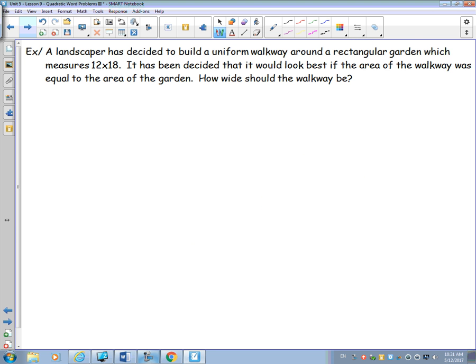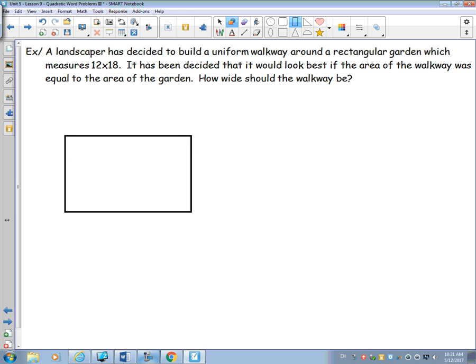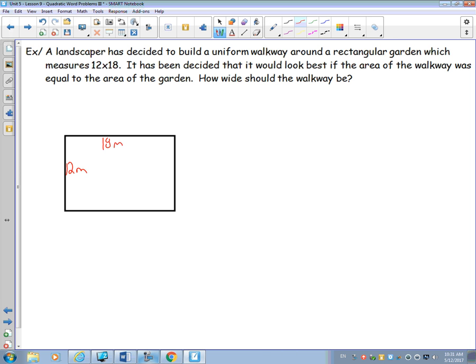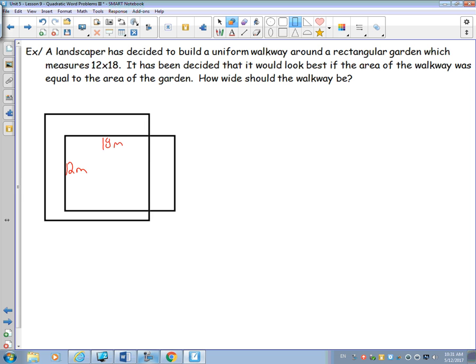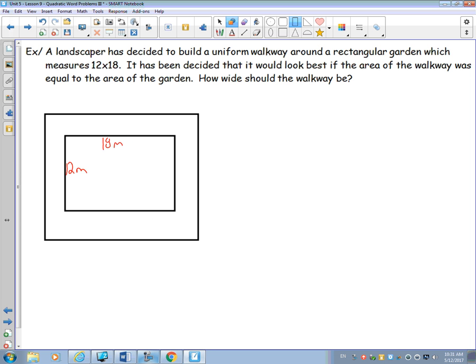If you haven't tried the last one, try this one. So a landscaper has decided to build a uniform walkway, there's that word again, uniform, around a rectangular garden which measures 12 by 18. So let's draw that right off the bat. We need a rectangle, it's 12 by 18. That's pretty good. You're putting a walkway around it, which means you need another rectangle. And it's got to be uniform, so I'll have to fix that in a second. That looks pretty uniform. Okay, what do we know?